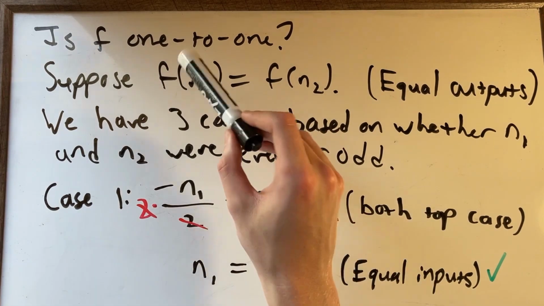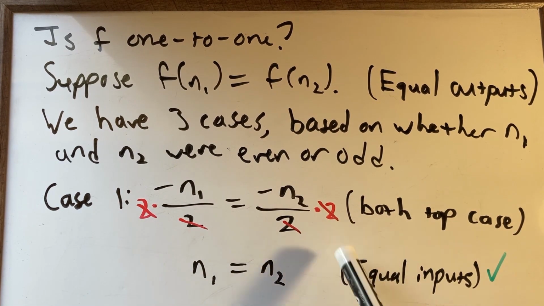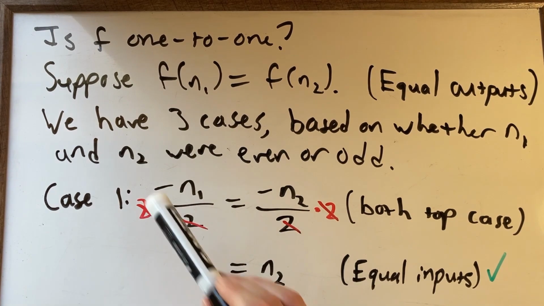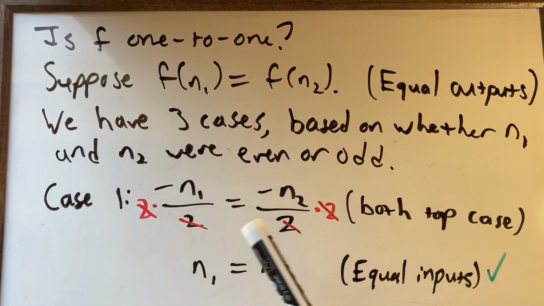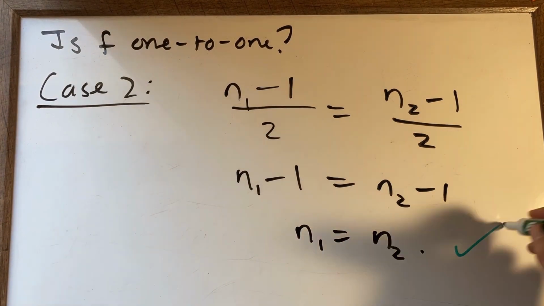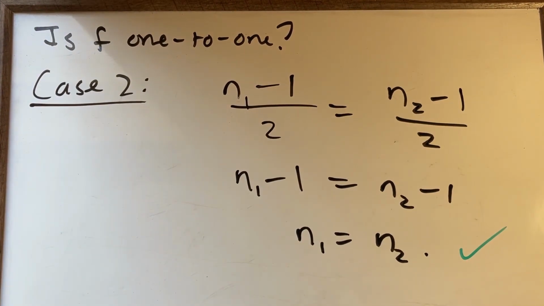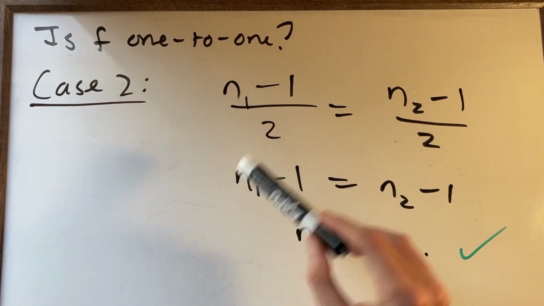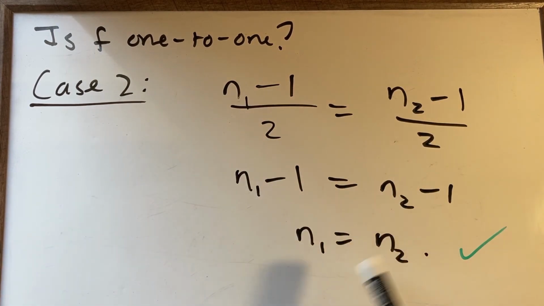So case 1, both of our outputs were the top case in how we defined f, which means negative n1 over 2 equals negative n2 over 2. So those are our two outputs. Well, similar to last time, we can just do some simple algebra and we're left with n1 equals n2. So yes, we do have equal inputs in the first case. All right, now case 2 is what if both of the outputs were the bottom case, like when n is odd? Well, again, some very simple algebra allows you to cancel the 2's from both sides, and then you add 1 to both sides, and those cancel as well.